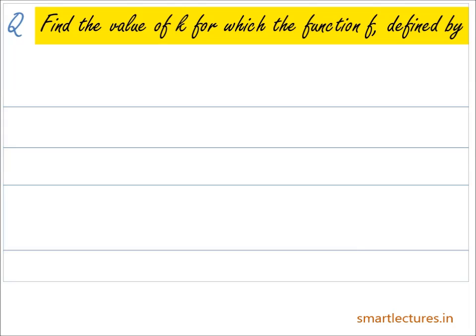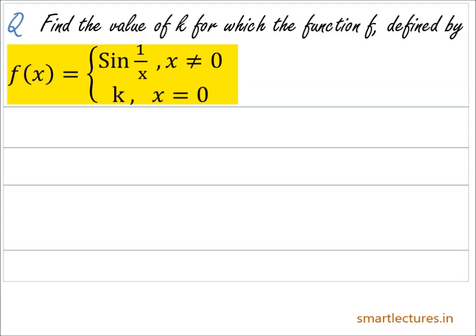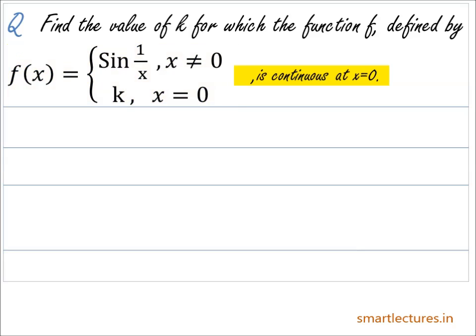Now let's solve one more question. Find the value of k for which the function f given by f of x is equal to sine of 1 upon x, where x is not equal to 0, and f of x is equal to k when x is equal to 0, is continuous at x equal to 0.